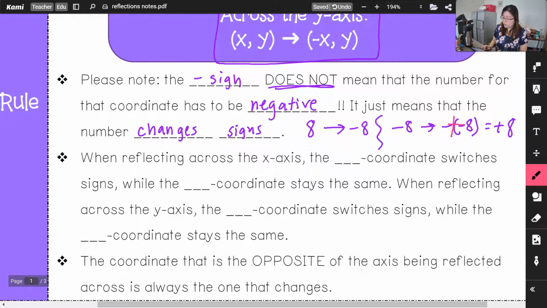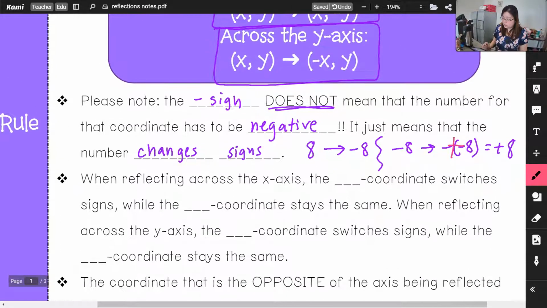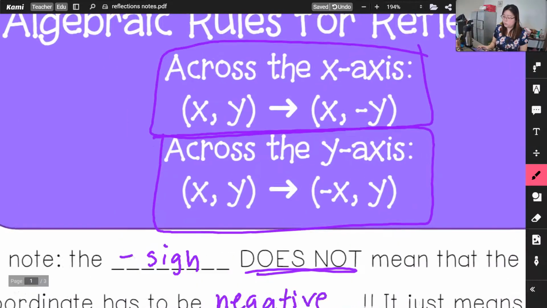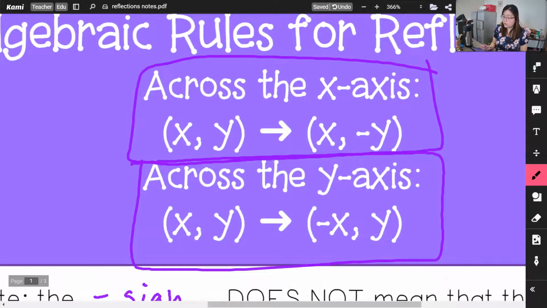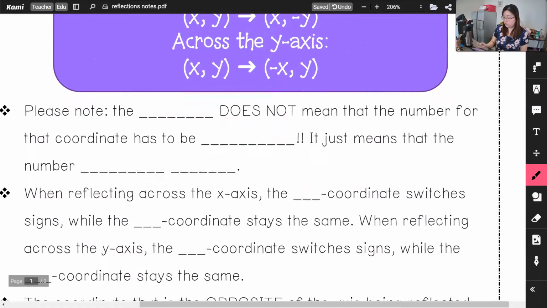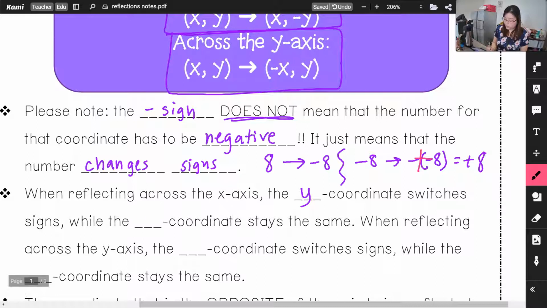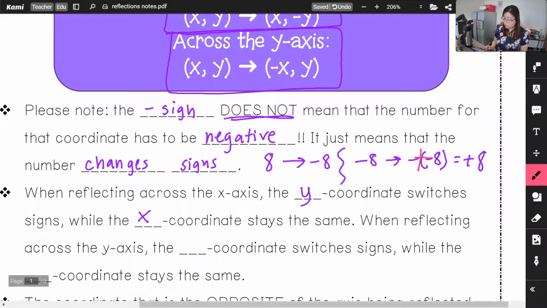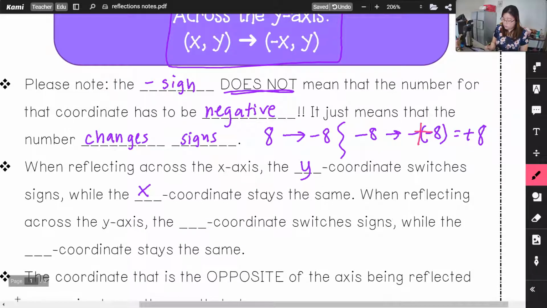So, when we reflect across the x-axis, the y-coordinate switches signs. You see that in the rule. When you reflect across the x-axis, x stays the same, y changes signs. So that's what it means. The y-coordinate switches signs while the x-coordinate stays the same. But when we're reflecting across the y-axis, then the x-coordinate changes signs while the y-coordinate stays the same.